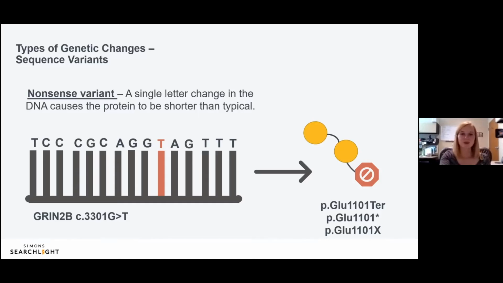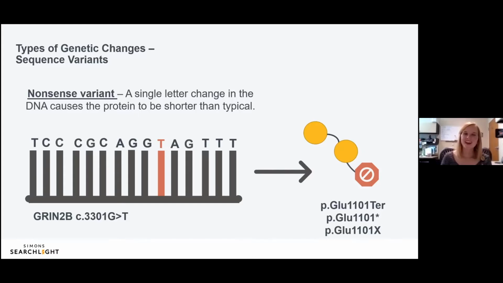Some ways that you would know that a variant is a nonsense variant is looking at our protein naming. So instead of having a different amino acid listed over here, you can see things like TER, meaning protein is terminated at that point. We also can show this by having a star or an X. All of these things tell us that that protein isn't made beyond that point.